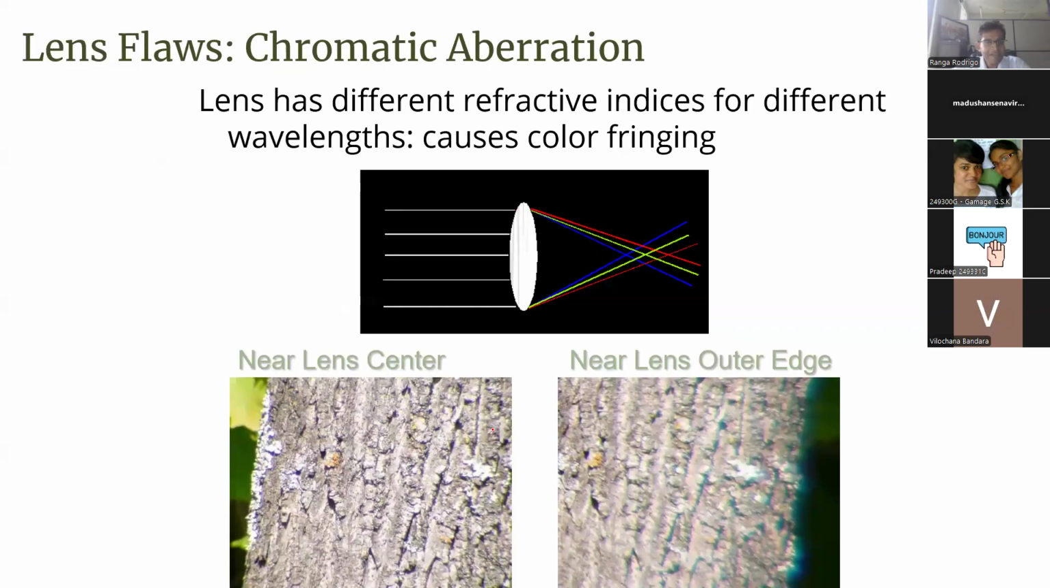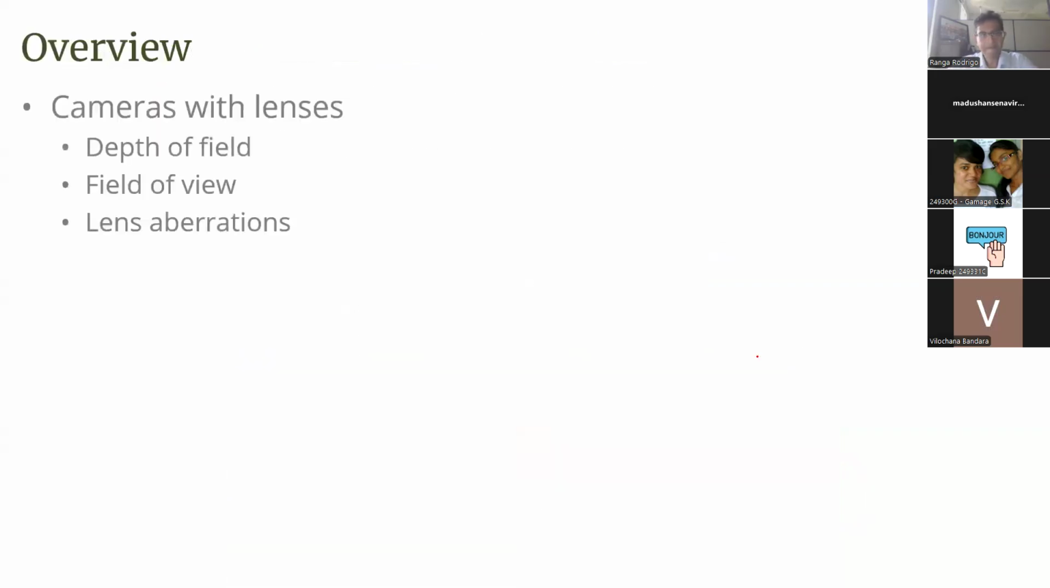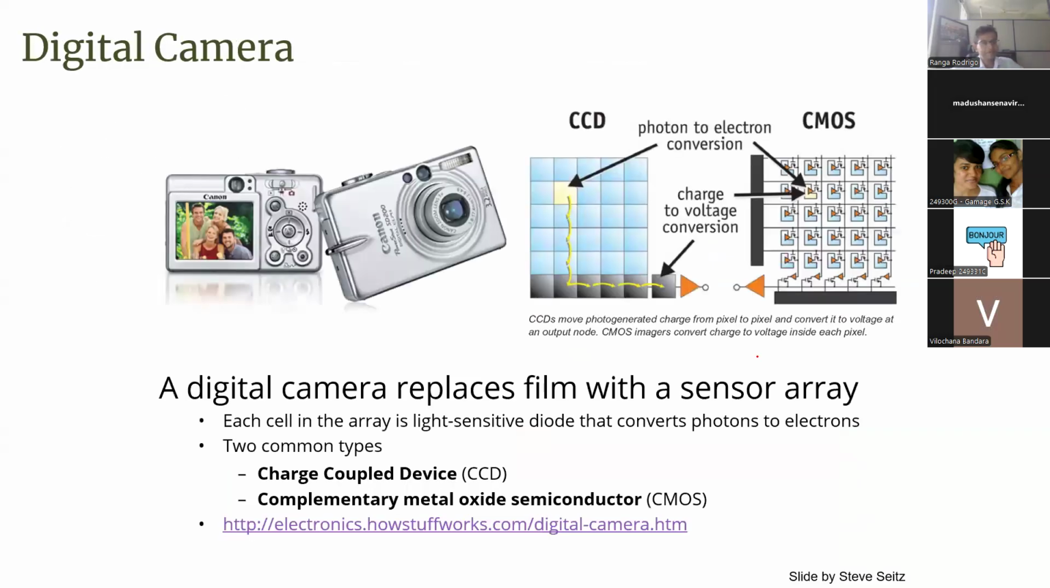Then chromatic aberration is that lenses have different refractive indices for different wavelengths. That means you have the blue light, the green light, and the red light. They will bend at different angles. So near the center, there is no problem. But at the edge of the lens, you can see colors because of that reason. So that's why good lenses are very expensive. They compensate for those.